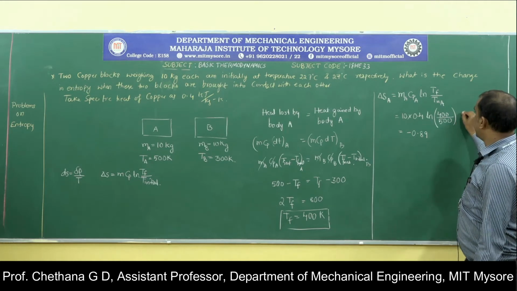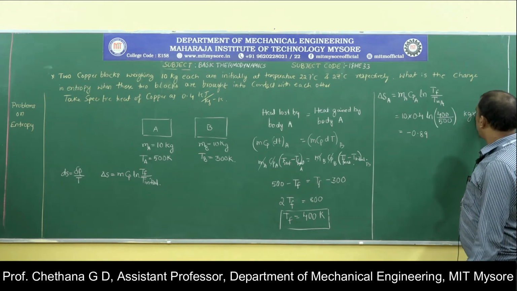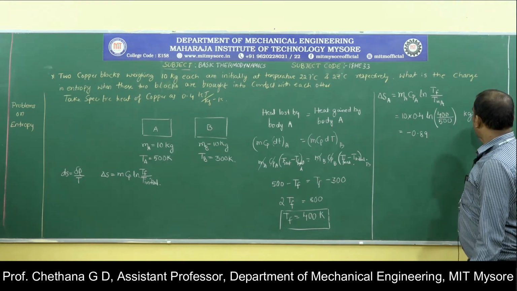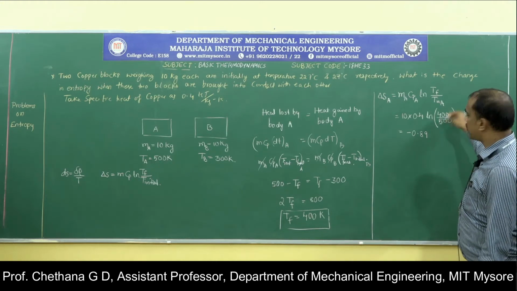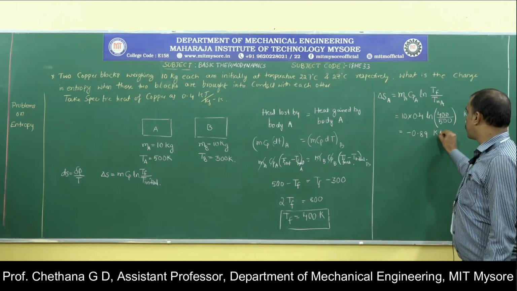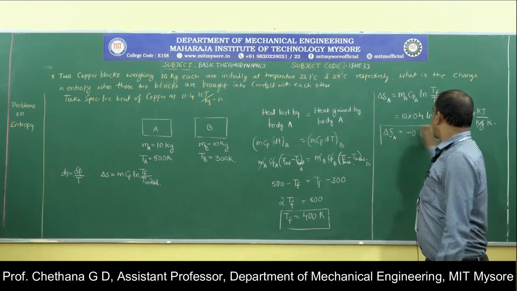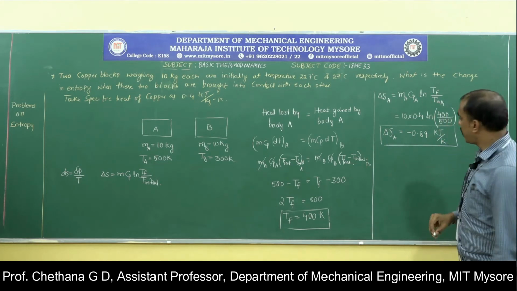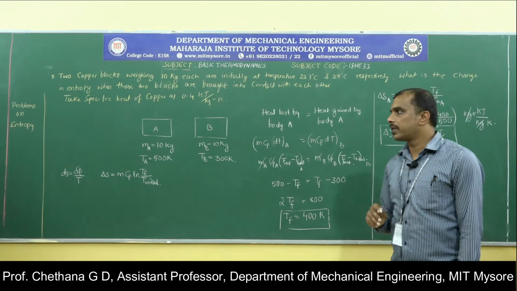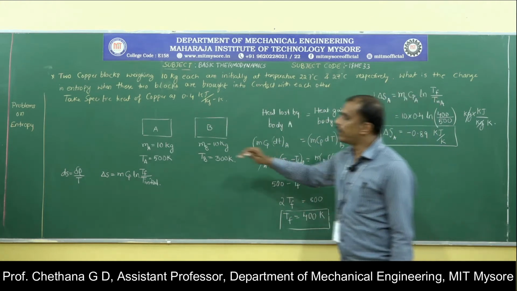Now look for the unit. Mass is in kg, Cp is in kilojoule per kg Kelvin. Now what will you get? Kg gets cancelled. Here the temperature unit will get cancelled automatically, you need not worry about this. Now it is kilojoule per Kelvin. So similarly, you can calculate the entropy change of body B. But remember what we had said: the change in entropy of body A will be negative because it is losing the energy, or delta Q will be negative for body A.